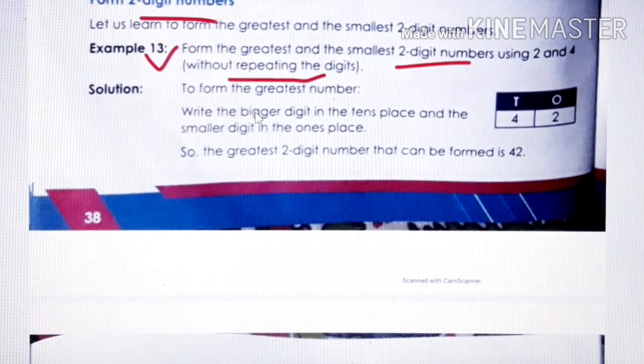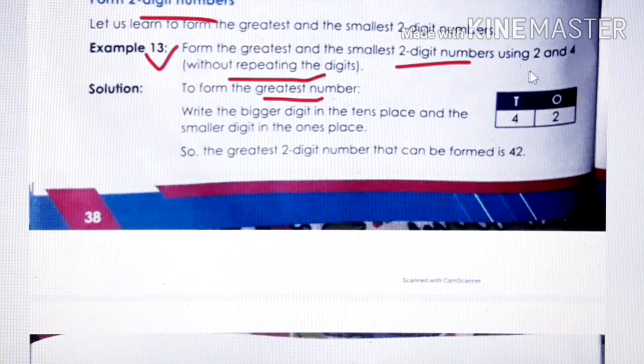How to form the greatest number? First, you can make a place value chart. Okay. Now you place, among 2 and 4, which is the smallest number, children? 2. So you write the smallest number in ones place and the greater number in tens place. Okay. So this is how you get the greatest number, that is 42. Am I clear to you all?